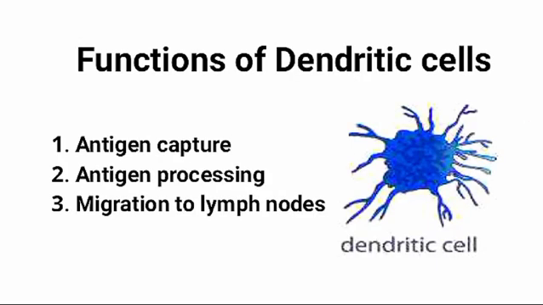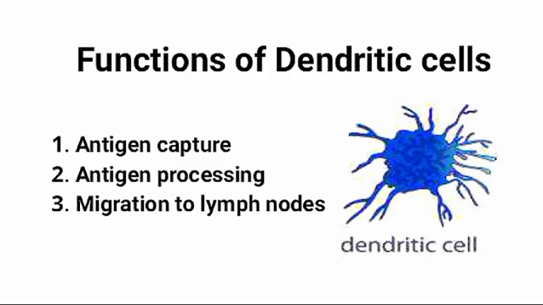Now, dendritic cells are a type of immune cell that plays a crucial role in initiating and regulating immune responses. They are found in various tissues throughout the body, including the skin, mucous membranes, and lymphoid organs, such as lymph nodes. Here are some functions of dendritic cells. Number one is antigen capture. Dendritic cells capture antigens from pathogens or damaged cells through phagocytosis or receptor mediated endocytosis.